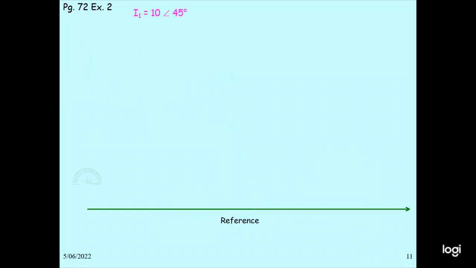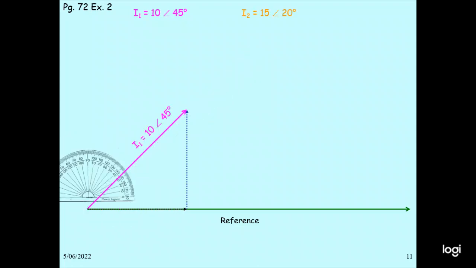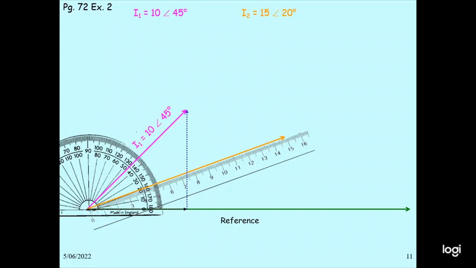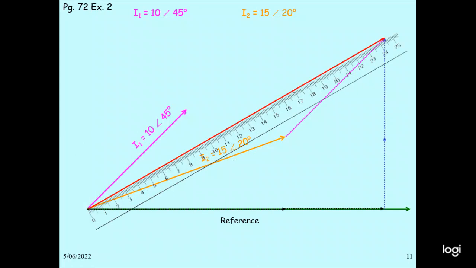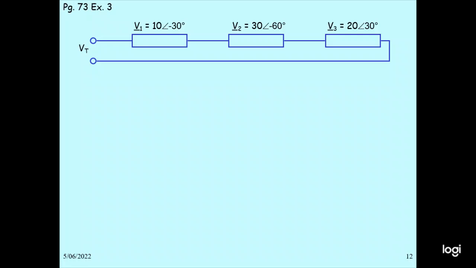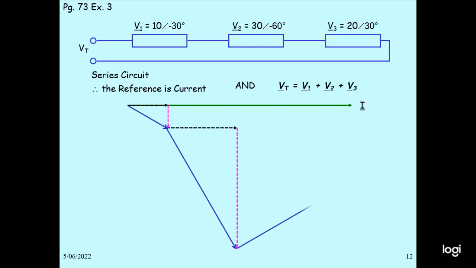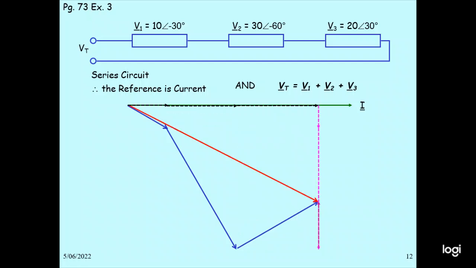So I1 is 10 at angle 45 degrees, and then I2 is 50 at angle 20 degrees. Then we draw the parallelogram and measure the total diagonal. So that will be the total magnitude, 24.5 at angle 30 degrees. V1 is 10 at angle minus 30, V2 is 10 at angle minus 60, V3 is 20 at angle 30. You add. So this is the reference current I. So this is V1, V2, V3. We measure the magnitude and then find the diagonal. That will be the total magnitude.